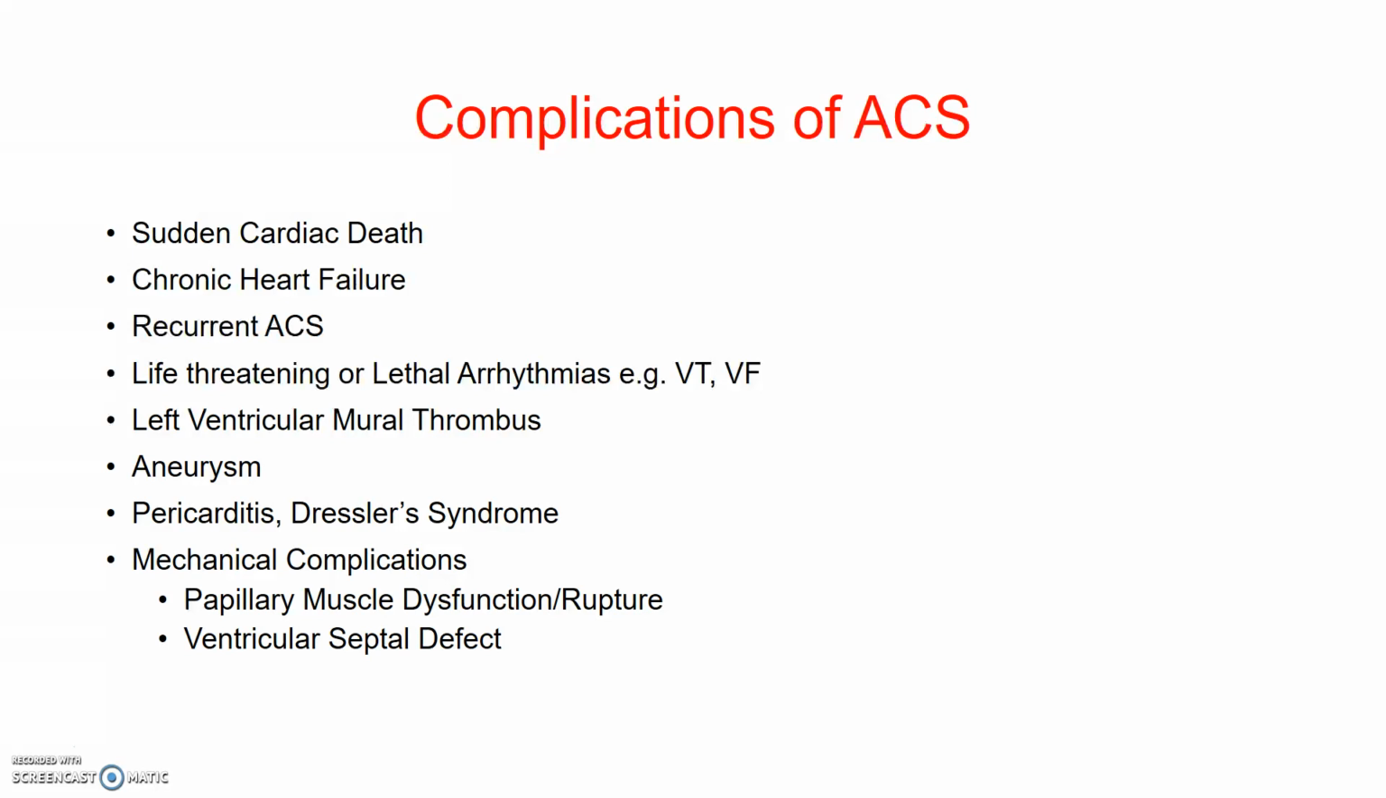The complications of acute coronary syndrome are numerous and life-threatening. They include sudden cardiac death, chronic heart failure, recurrent acute coronary syndrome, life-threatening or lethal arrhythmias such as ventricular tachycardia and fibrillation, left ventricular mural thrombus, aneurysm formation, pericarditis or Dressler syndrome, and there are also mechanical complications such as papillary muscle dysfunction and a ventricular septal defect.